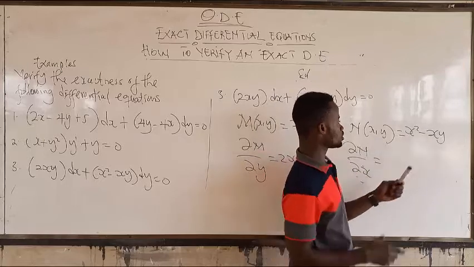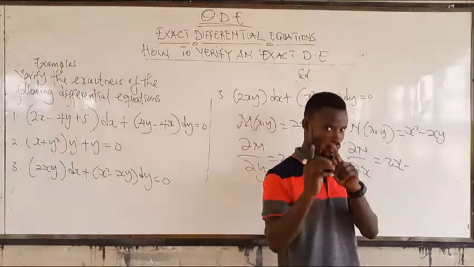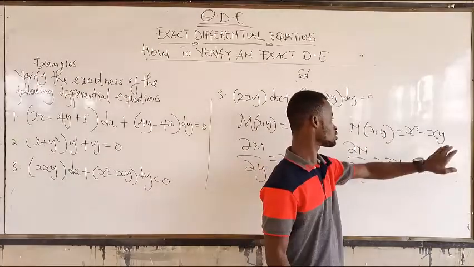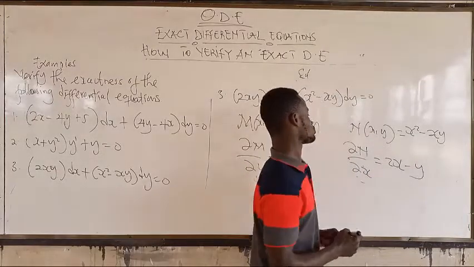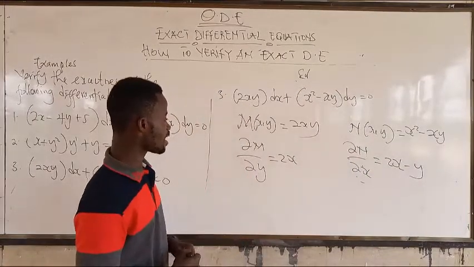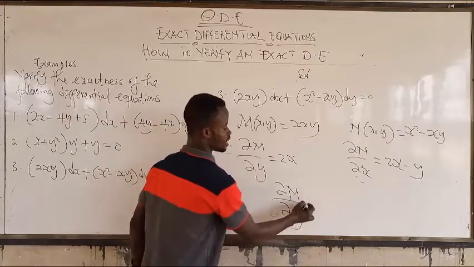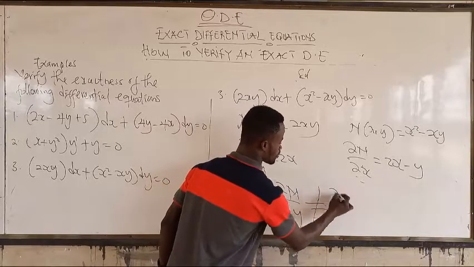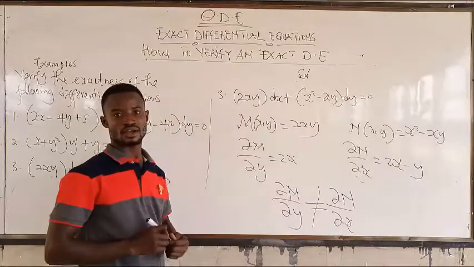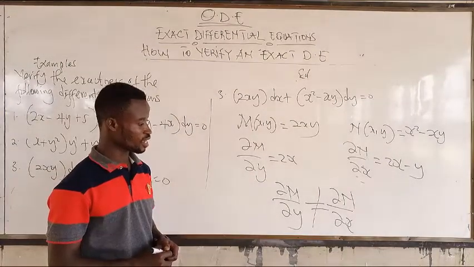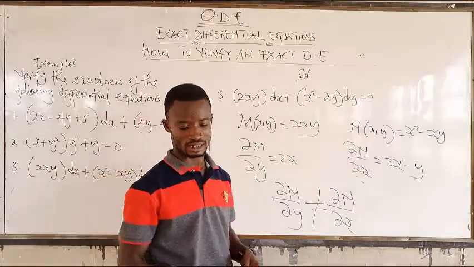And the derivative of this with respect to x, we know that this is 2x minus, now watch, we are treating y as constant. So here we get 1, so 1 multiplied by y. So we get 1. So you can see that here the partial derivative of M with respect to y is not equal to the partial derivative of N with respect to x. Hope you can see that. Very good. It's just simple, it's not difficult, but it demands constant practice.